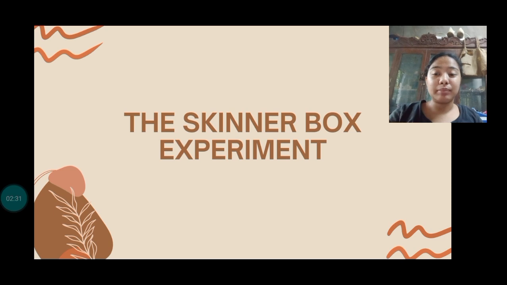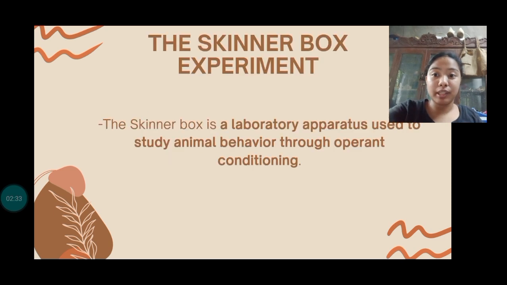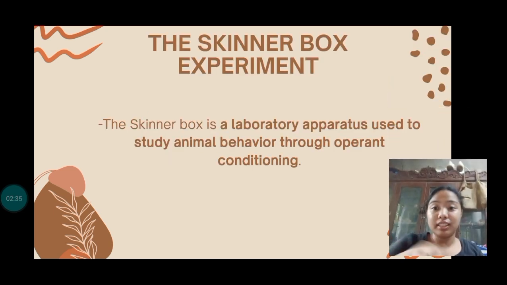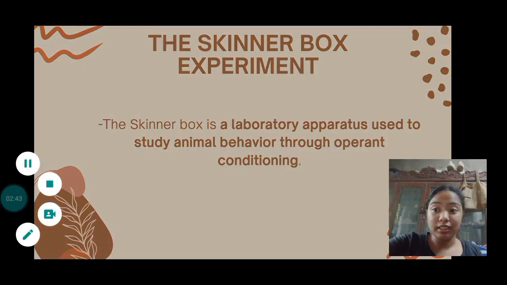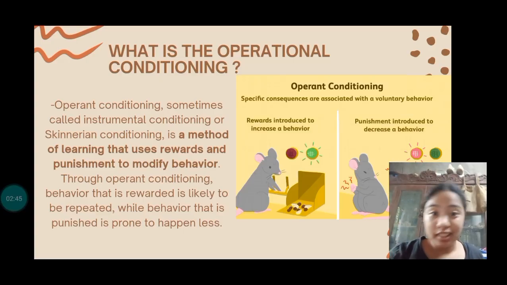And let me give you an example: the Skinner box experiment. The Skinner box is a laboratory apparatus used to study animal behavior through operant conditioning. What is operant conditioning? Operant conditioning is sometimes called instrumental conditioning or Skinnerian conditioning. It is a method that uses rewards and punishment to modify behavior.